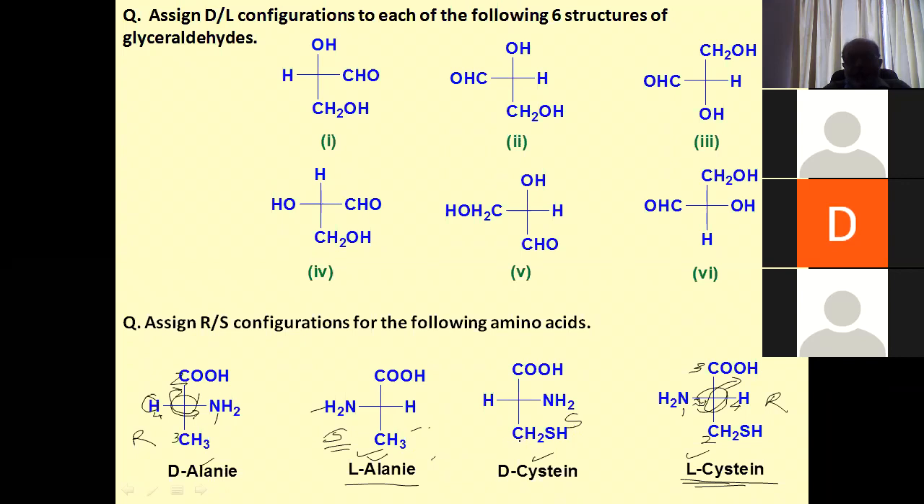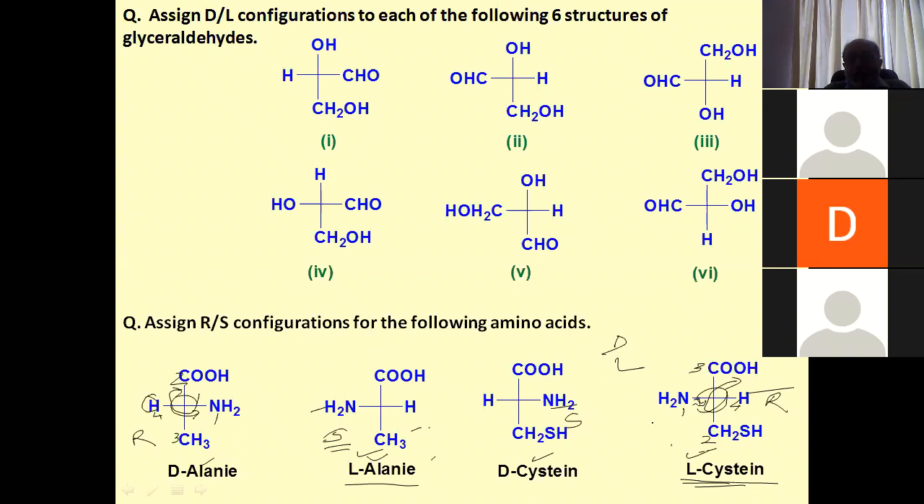Now you see, you cannot blindly, blanketly say that. Here we can say blanketly that all naturally occurring carbohydrates have got D configuration, and all naturally occurring amino acids have got L configuration. But we cannot say that all naturally occurring carbohydrates have got R configuration, and all naturally occurring amino acids have got S configuration. No, we cannot.